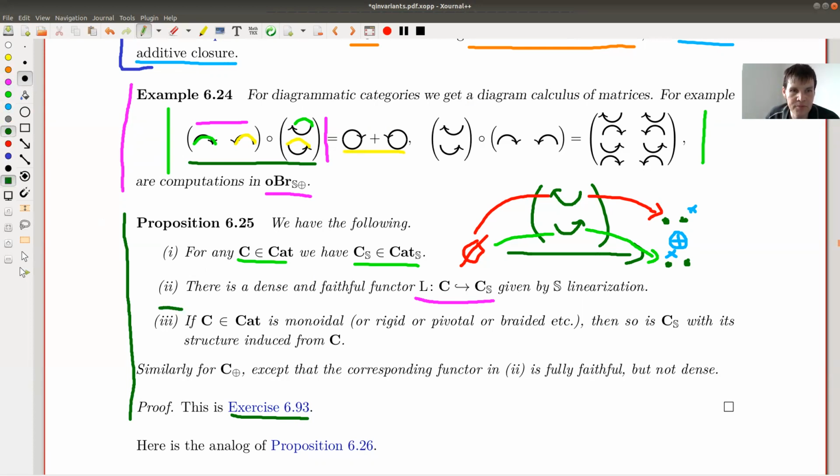And the third point is a really important one. The first two, if you think about it, are kind of clear. If your category is monoidal or anything you want, then so is its linear extension. So all the structures you already had are preserved by using linear extensions. And this really just means that you should do it. You just linearize everything. It's still the same category, but now you can do more tricks with it.